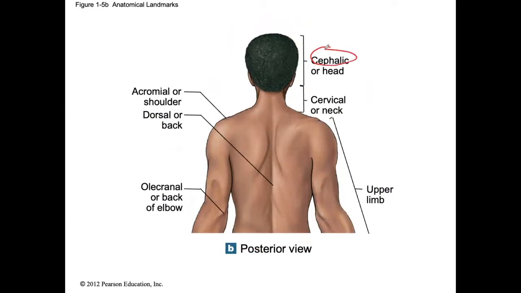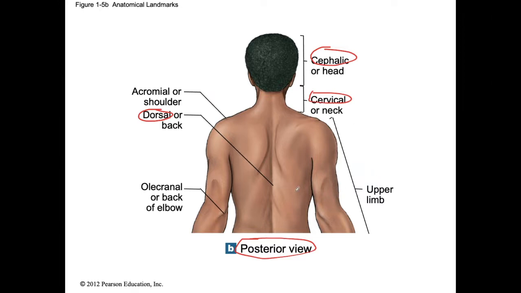Cephalic, again, on the back means head. Now look, we're looking at it from the posterior view. Posterior means back. Another word for back is dorsal. So dorsal and back are interchangeable. So is dorsal and posterior interchangeable. The neck is cervical.